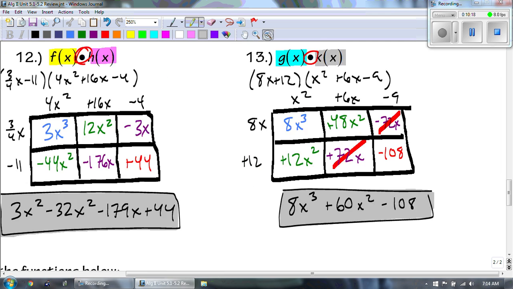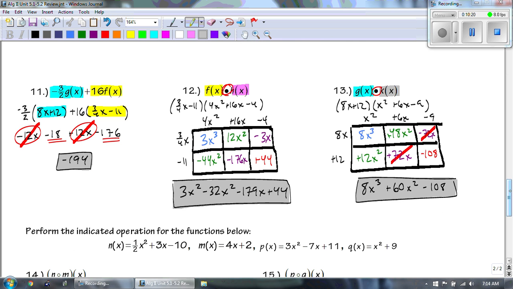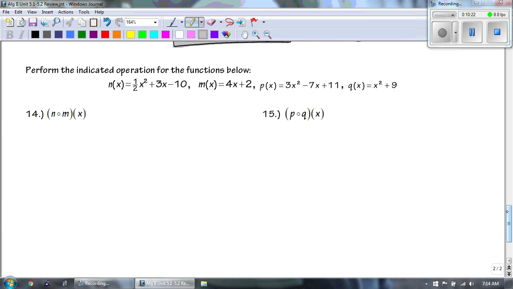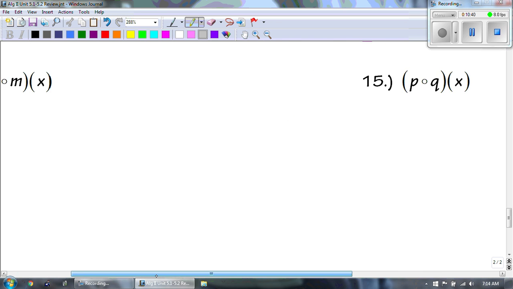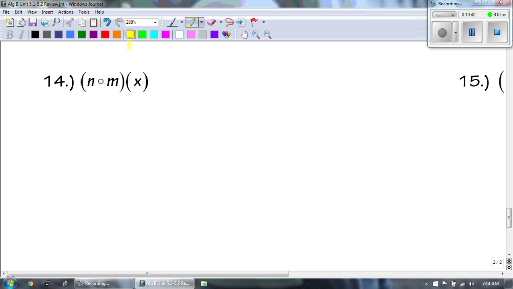All right. Last two. Says perform the indicated operations of the functions below. So we have n of x, we have m of x, we have p of x, and then we have q of x. So let's go ahead and take a look at these guys. For number 14, it's saying take n of x, that's what we start with, and then we plug in m of x. So the n is what we start with.